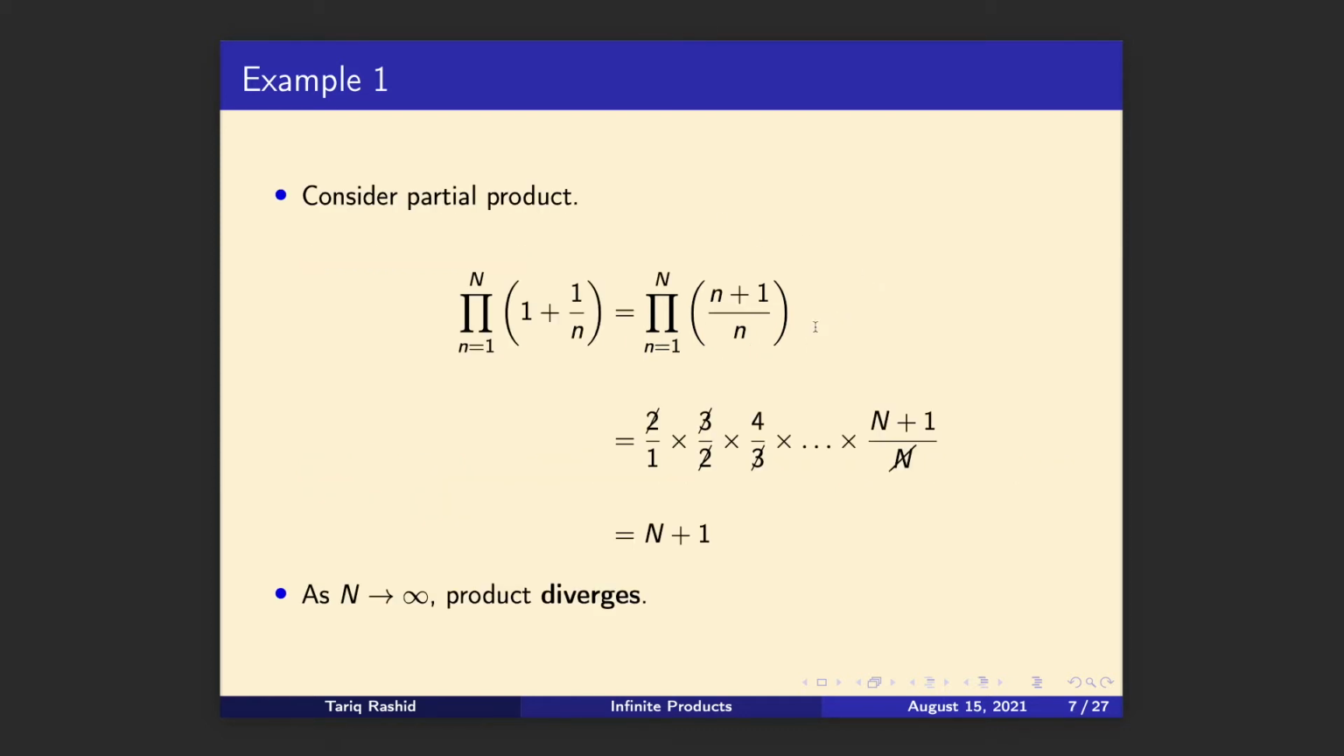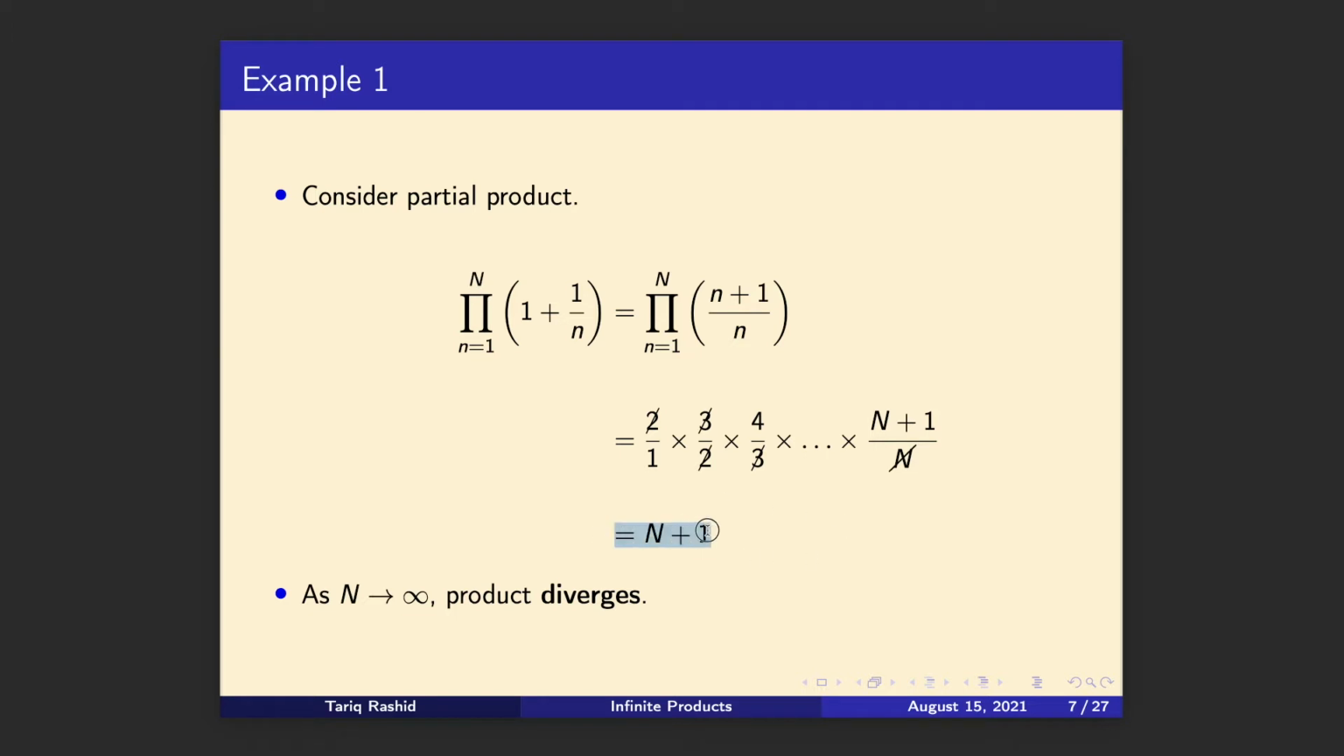So we can actually write this out. We can rearrange that as n plus 1 over n. So the first term will be 2 over 1. Then we've got 3 over 2, 4 over 3, and so on, all the way up to n plus 1 over n. Now, actually we notice that we can cancel in a systematic way those 2s, those 3s, those 4s, those 5s, and so on, which leaves n plus 1 as the product when we have a partial product up to n.